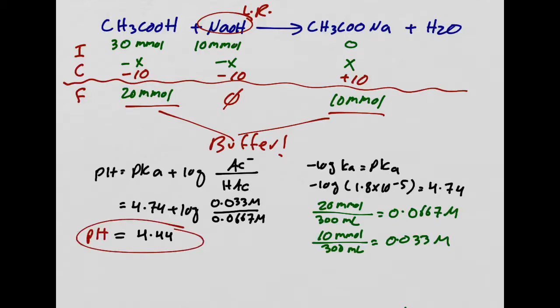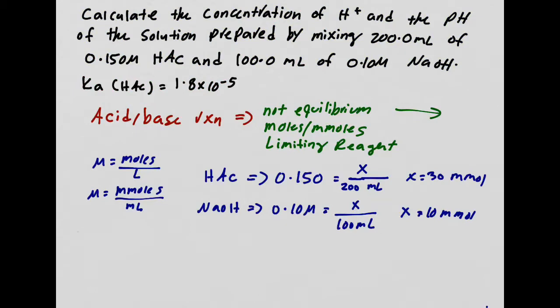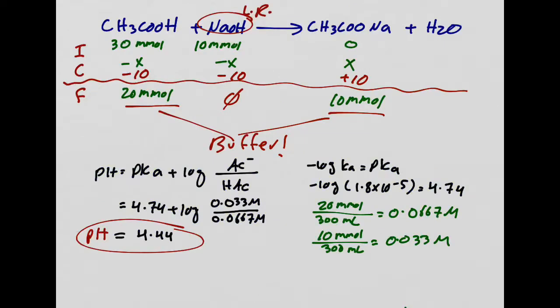Now the last thing it asks you for, does it ask you for that? Yeah, for H plus concentration. How would you do H plus concentration? Okay. Remember, you have the pH. pH is minus log of H plus concentration. You have the pH. You can figure out the H plus concentration. So this is 4.44 minus log of my X.